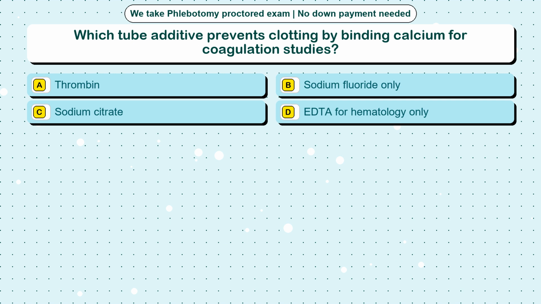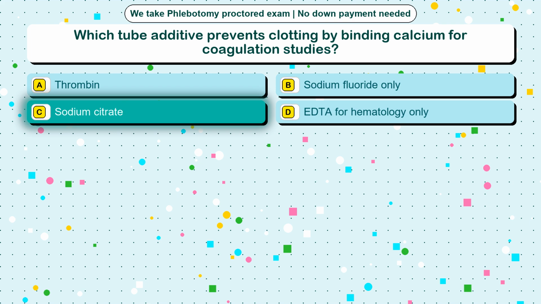Question 26. Which tube additive prevents clotting by binding calcium for coagulation studies? Option A, thrombin. Option B, sodium fluoride only. Option C, sodium citrate. Option D, EDTA for hematology only. The correct answer is option C, sodium citrate.